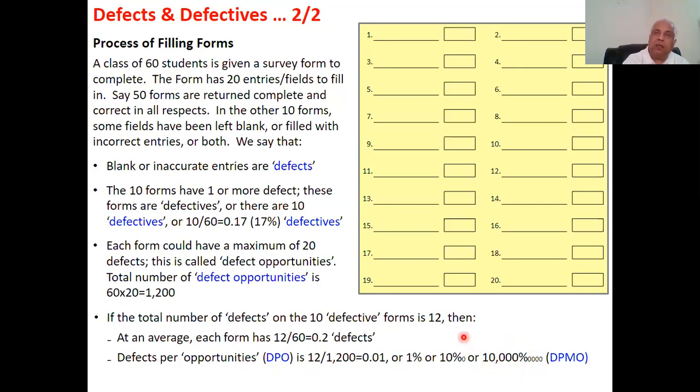So if these forms were distributed in bulk to a large number of people, in a way that there could have been a maximum of a million defects, then this particular operation would yield 10,000 defects amongst those maximum possible 1 million defects.